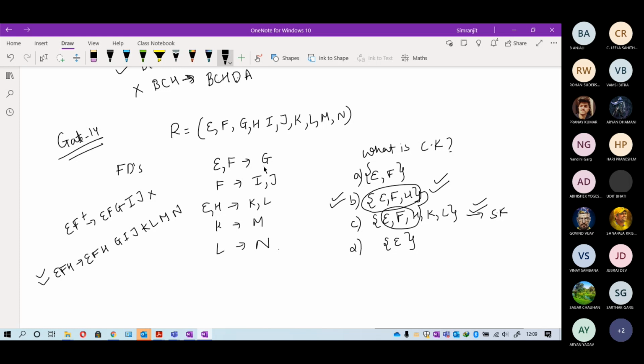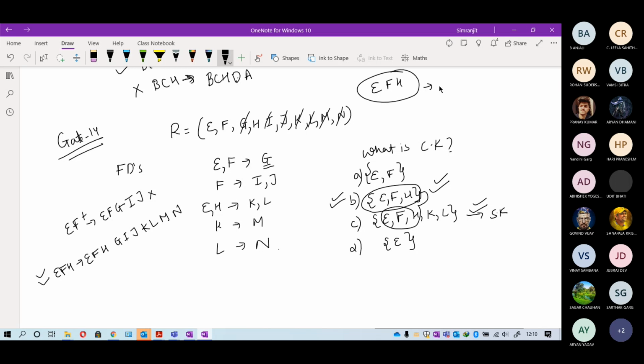Okay, so what did you do? G is on the right hand side, you delete G here. IJ is on the right hand side, you delete IJ from the relation. KL is on the right hand side, you can delete KL. M is on the right hand side and N is on the right hand side. So the remaining part is EFH. Okay, so what it means is that you cannot get EFH because it is not present in the right hand side. There is no way you can get EFH because it is not present in the right hand side.